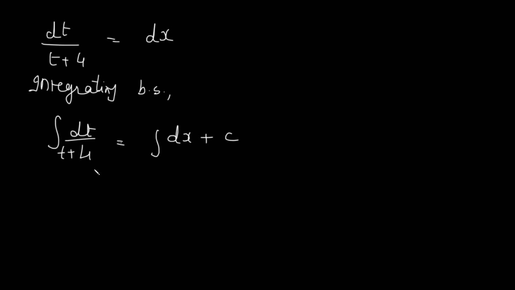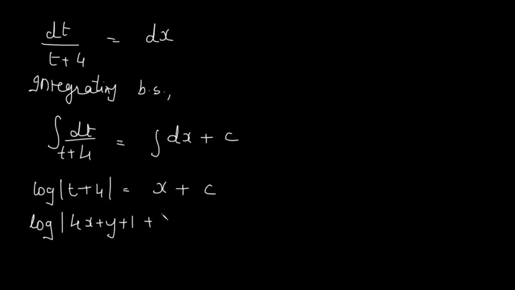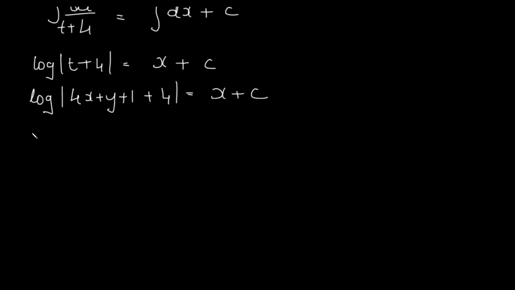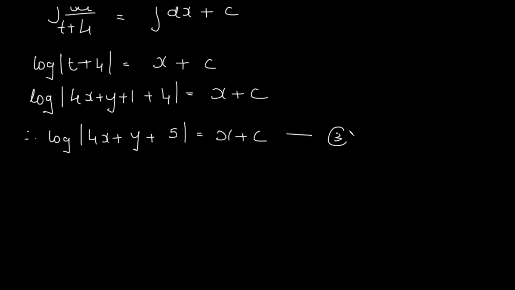Upon integrating, dt upon t plus 4 is log of t plus 4, which is equal to x plus c. Integral dx is x, so x plus c we are getting. Now put the value of t over here. T we had substituted from the question, that is 4x plus y plus 1. So log of 4x plus y plus 1 plus 4 is equal to x plus c. Therefore, finally we get log of 4x plus y plus 5 is equal to x plus c. Suppose this is our equation number 3.